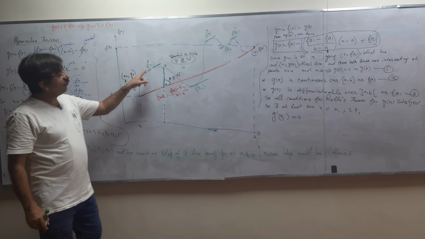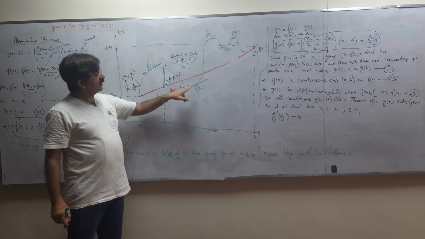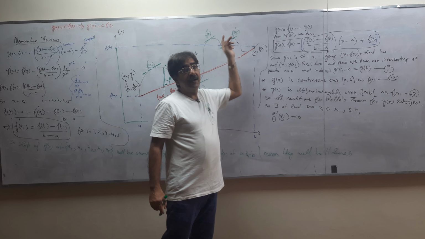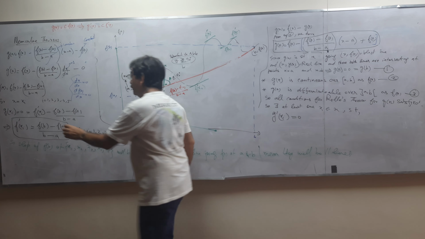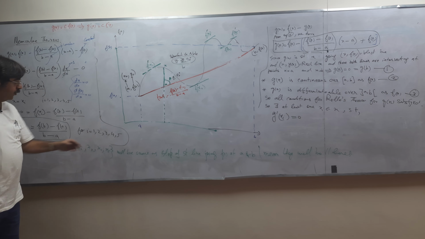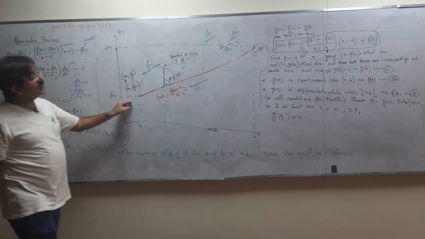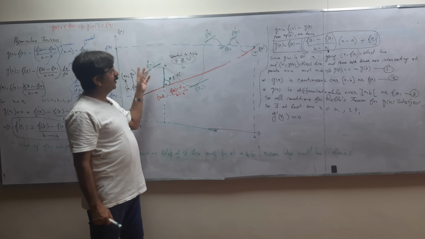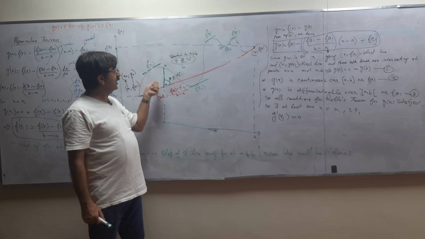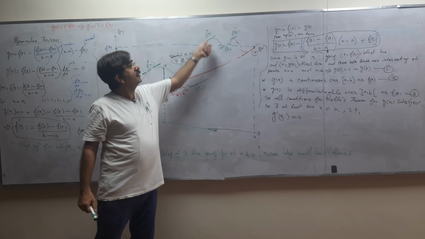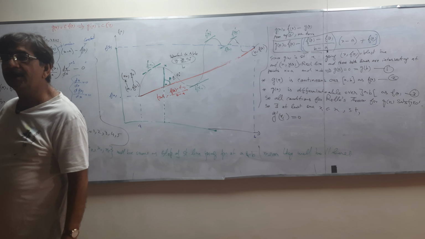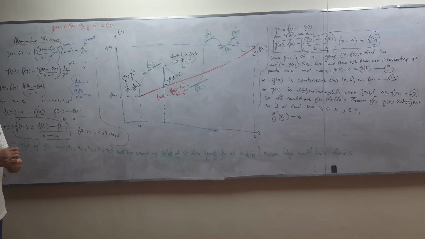Again, the slope at all these points, f dash x_i, this is the slope for i equal to 1, 2, 3, 4, 5, will be the same as the slope of this red line. Aap yahan se bhi, figure se bhi, diagram se bhi dekh sakte ho, these lines are parallel to this line. Okay. So that is the mean value theorem. So I think it is a very simple theorem.